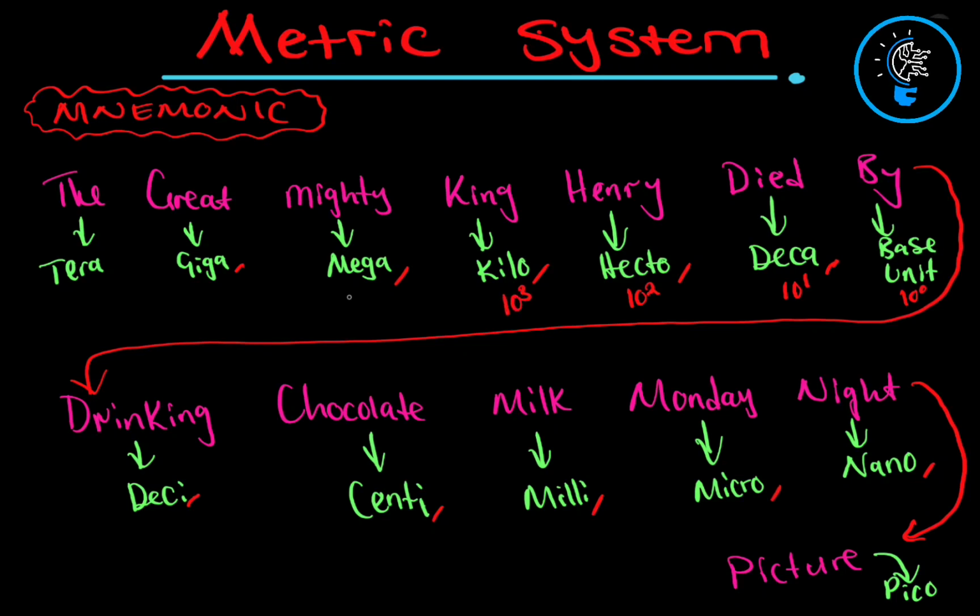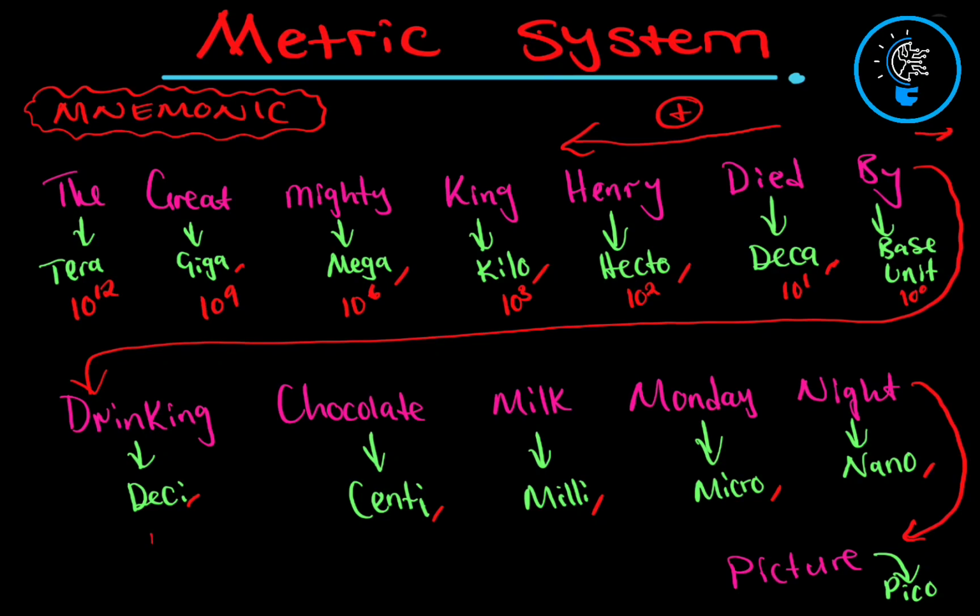Kilo has 10 to the power 3. Mega has 10 to the power 6, so you add plus 3. The same to giga, you say 6 plus 3, that's 9. Then Terra is 10 to the power 12. Going this way, it's positives, while going in this direction, it's negatives.